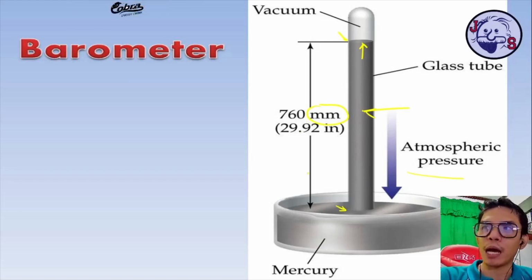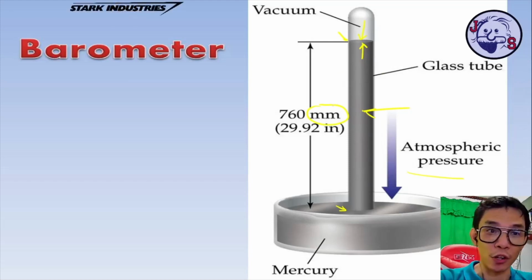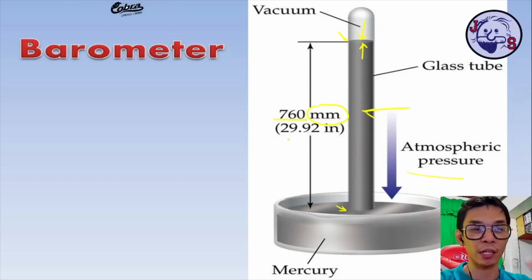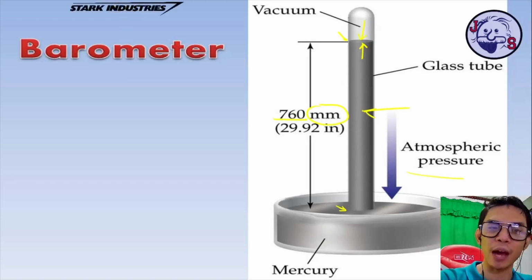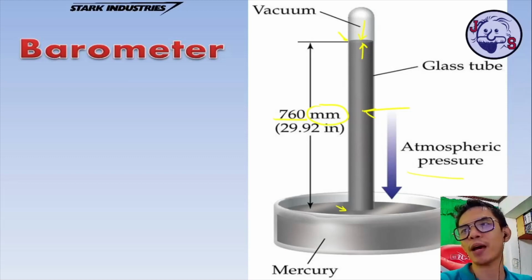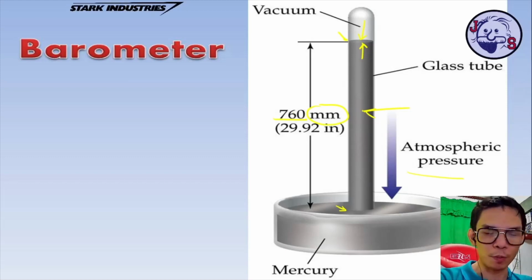Now, if the atmospheric pressure is very low, then the mercury in this glass tube will go downwards. So it decreases the pressure of mercury inside this glass tube. So definitely the value of this 760 will decrease if the atmospheric pressure suddenly decreases. That is the barometer, a device that is used to measure atmospheric pressure.